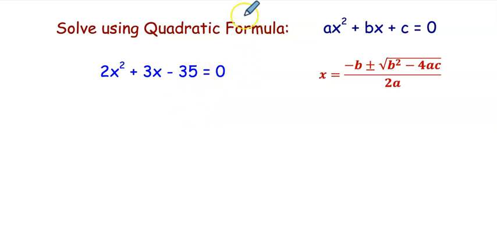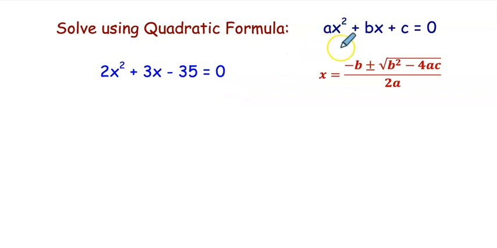Solve using the quadratic formula. So we have 2x squared plus 3x minus 35 is equal to 0. This is a quadratic equation given in the standard form ax squared plus bx plus c is equal to 0, right? And you are asked to solve this, that is, find the value of x by using the quadratic formula. Okay, so let us go.